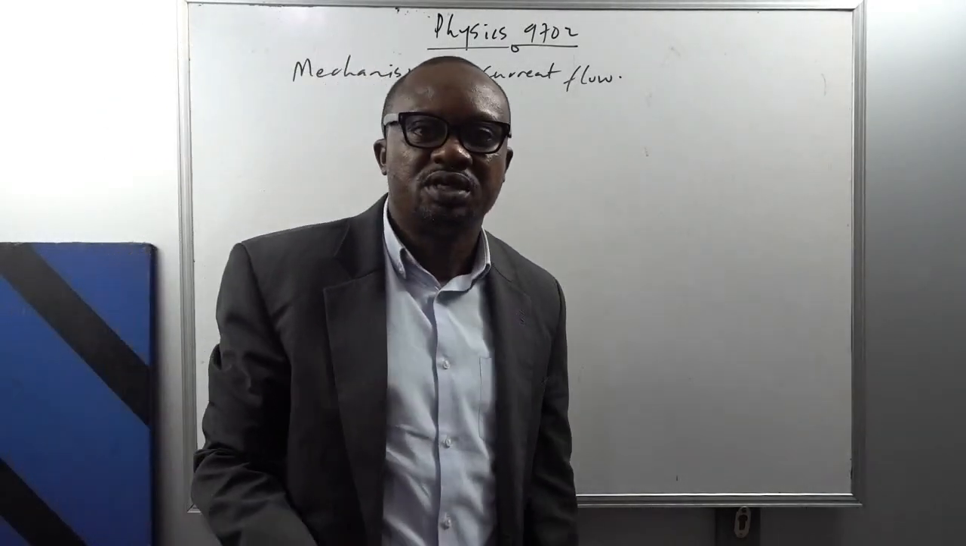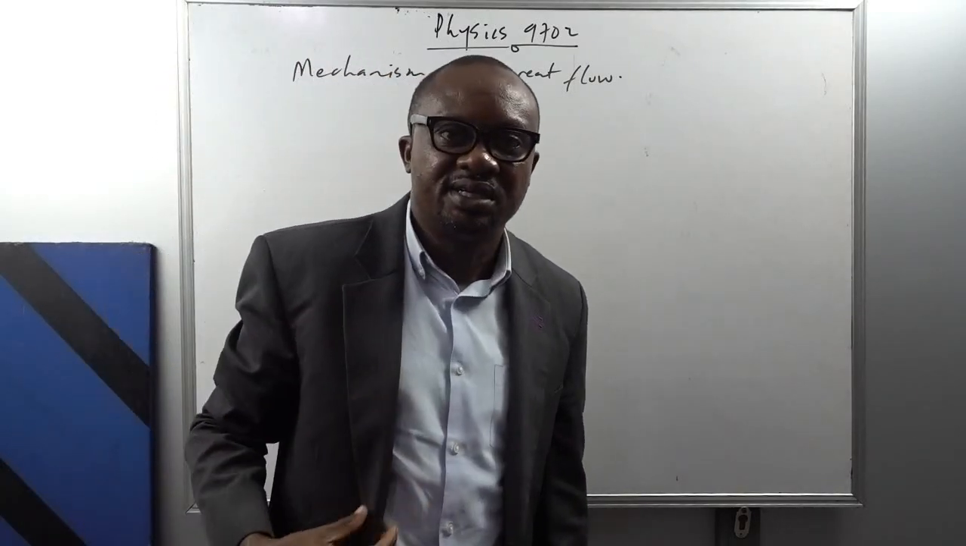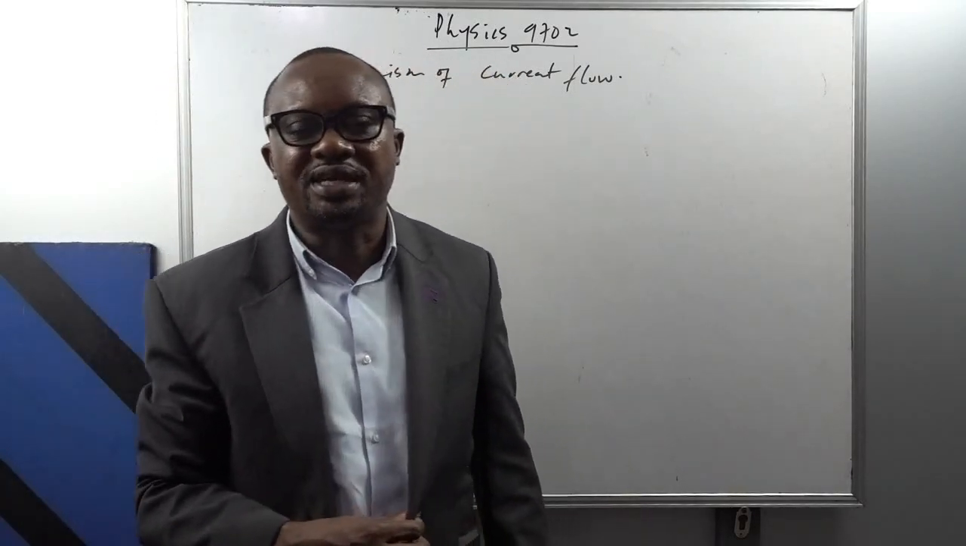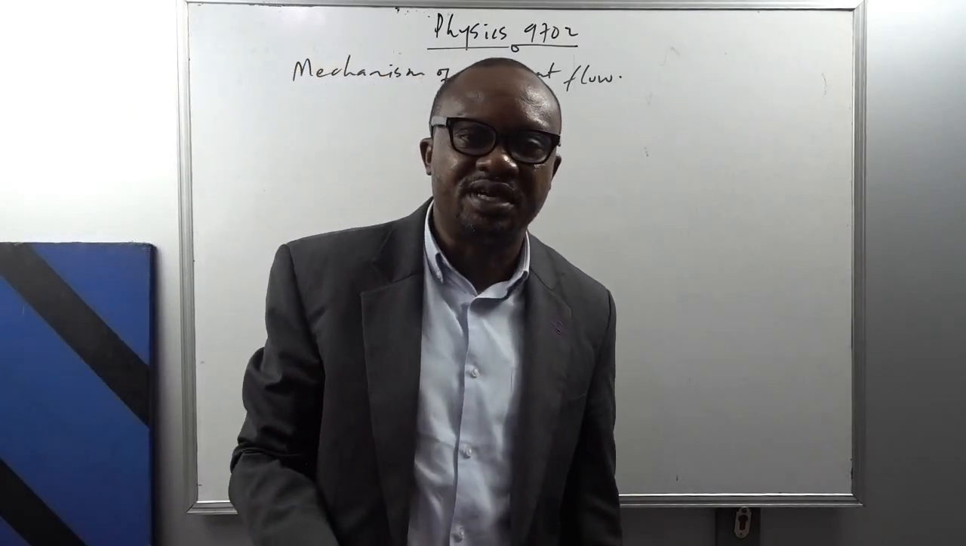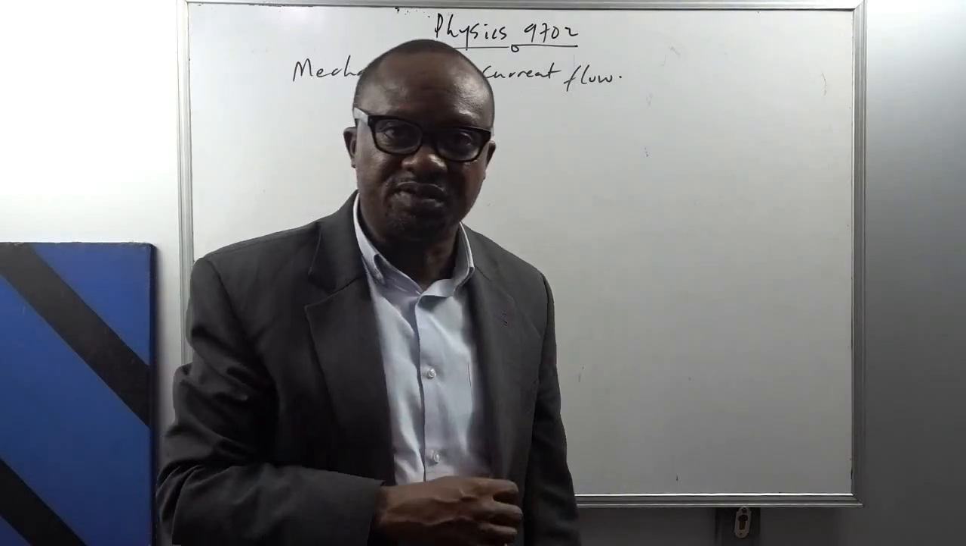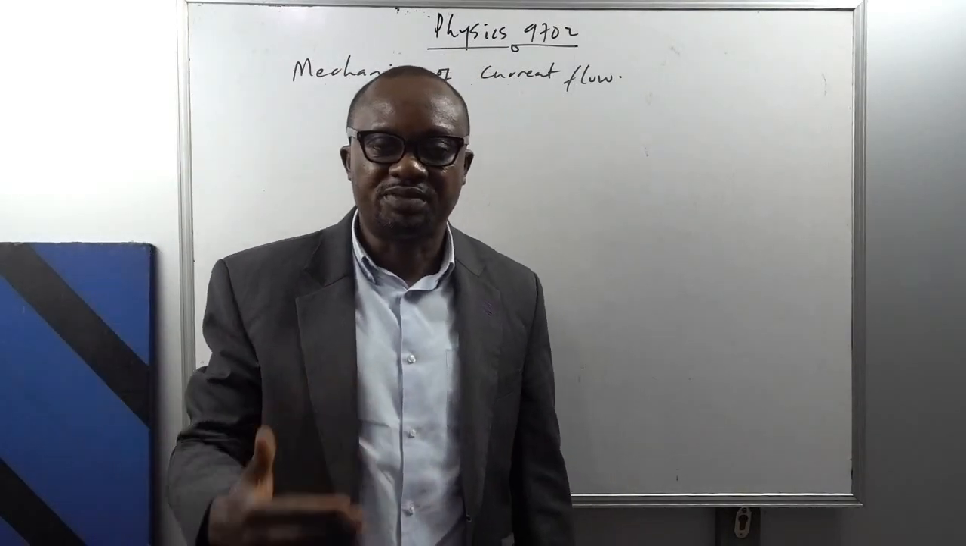flowing, because from the beginning we have said that current is the flow of charges. So what are these charges? These charges are positive or negative charges. An electron is a negative charge. A proton is a positive charge. So you have different ions in an electrolyte. They are also what? Charged particles.